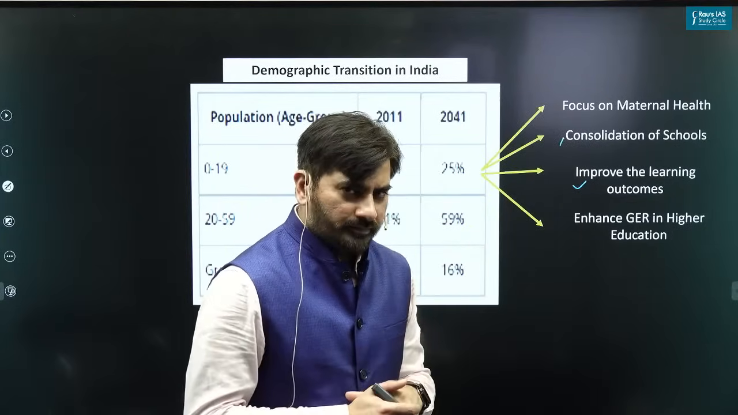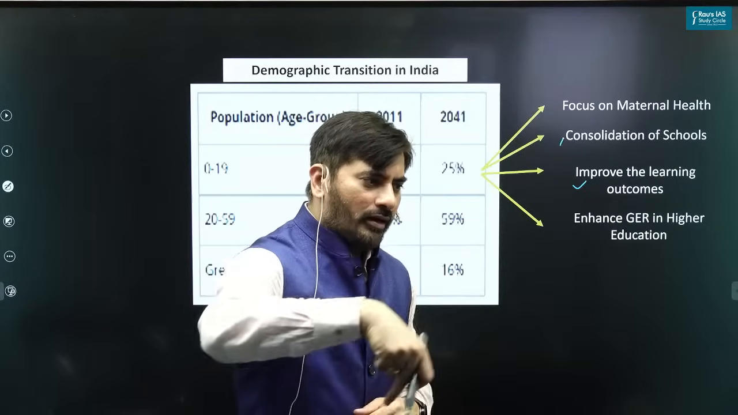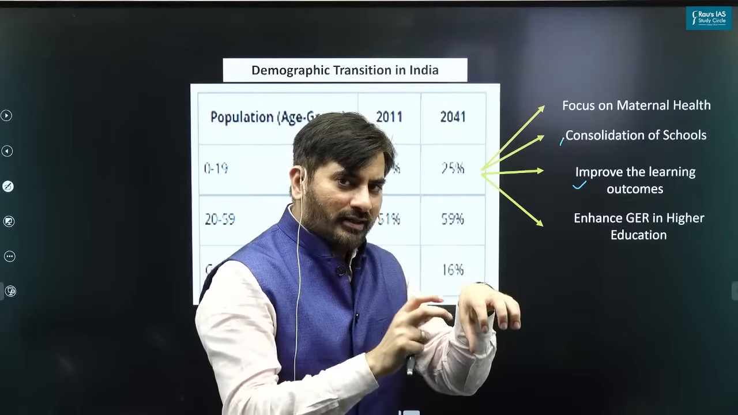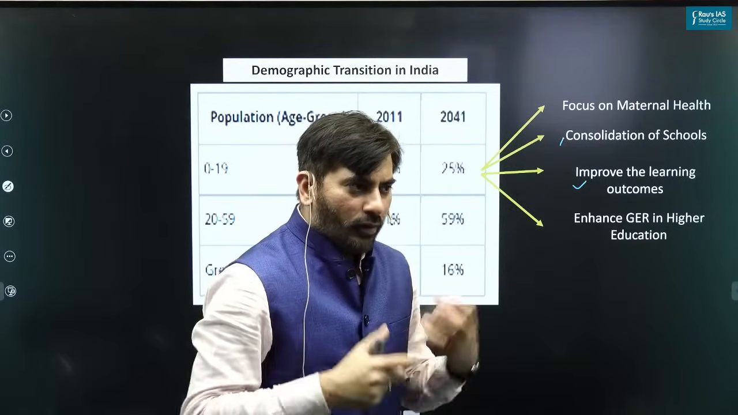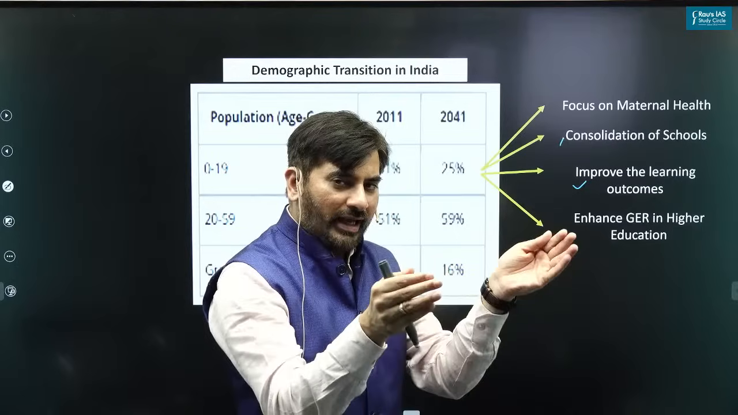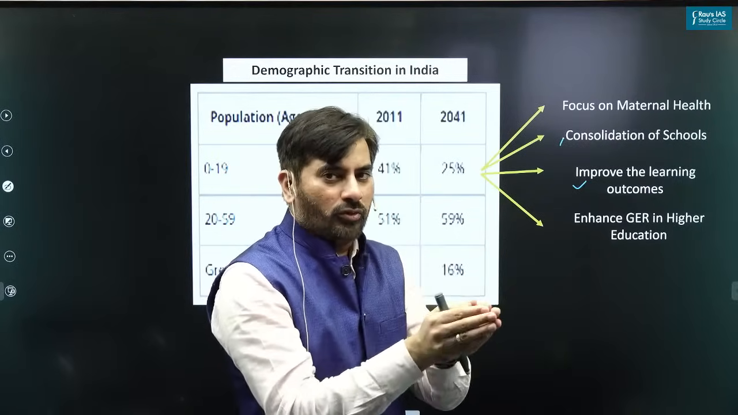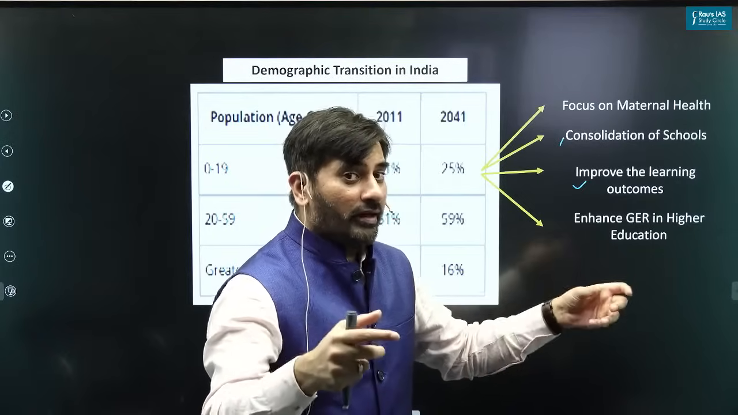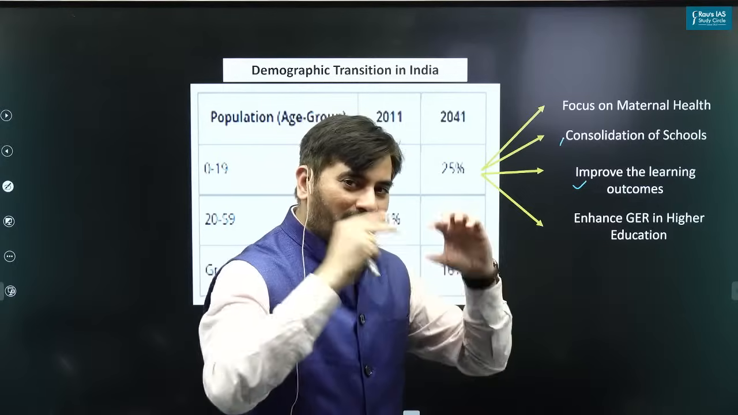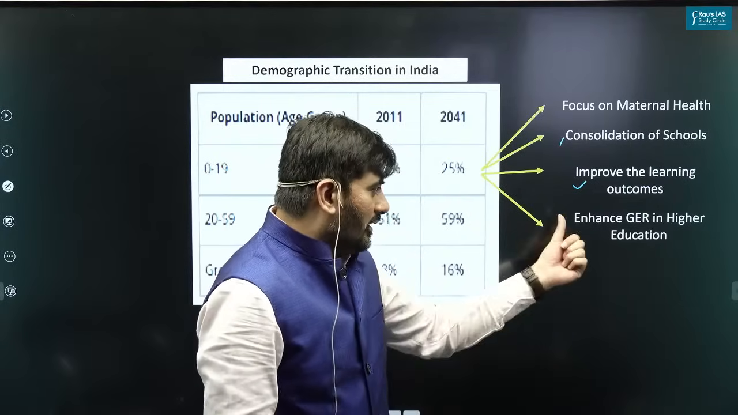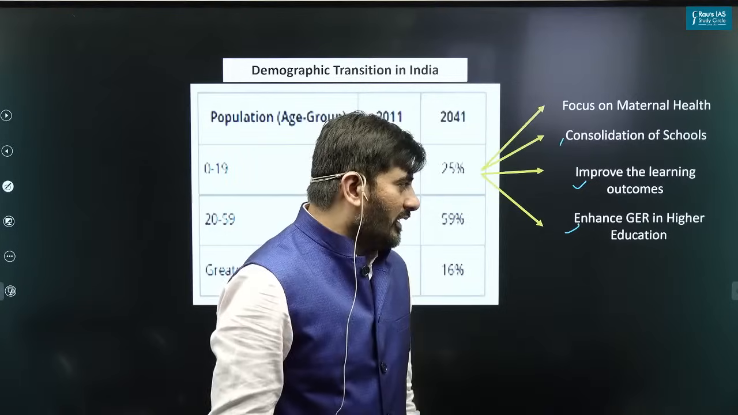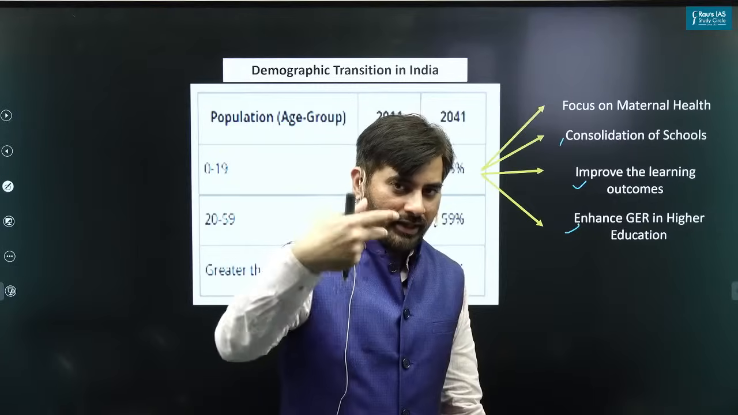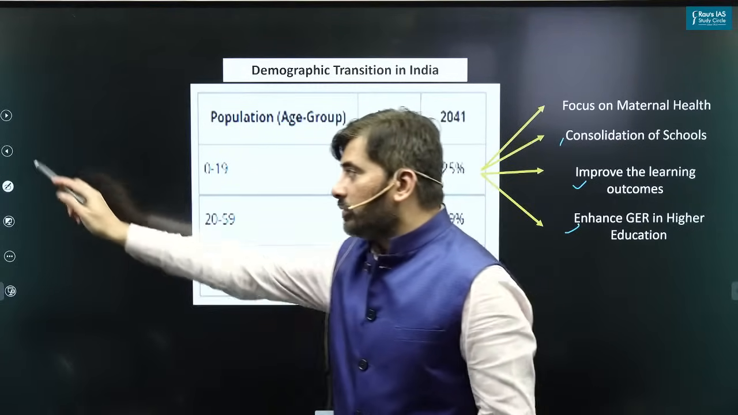What is consolidation? Let's say there is an area of 5 kilometers. In that area of 5 kilometers, let's say we have 3 schools. What we can do is, those 3 schools can be brought together under one big school. They can be merged to form one big school. So instead of having multiple small schools, we can have one large school. We have to focus on enhancing the gross enrollment ratio in higher education. We should ensure that these people are getting enrolled in higher educational institutions.